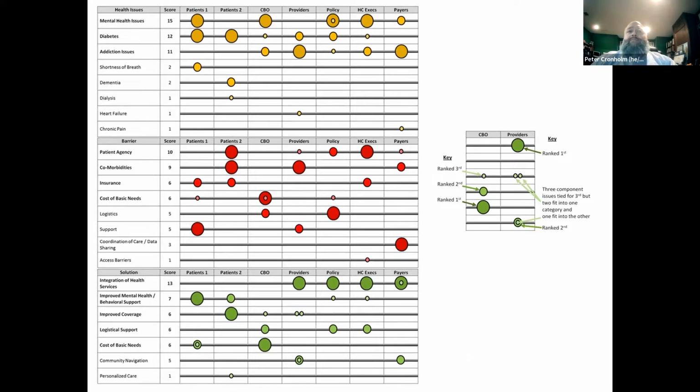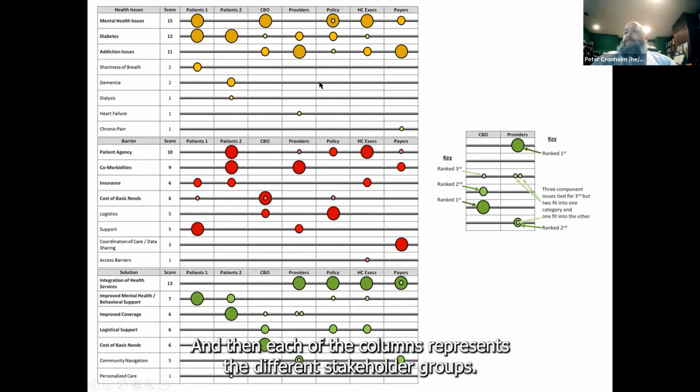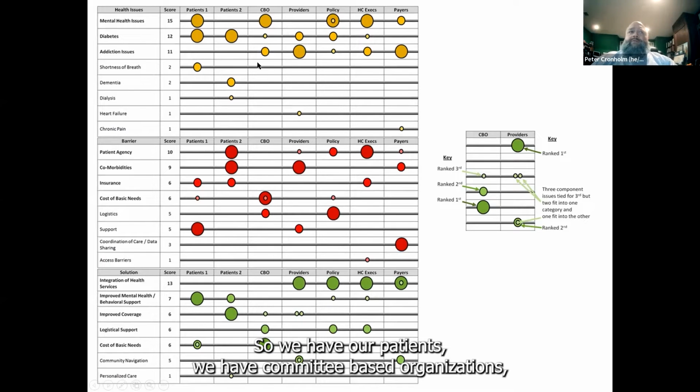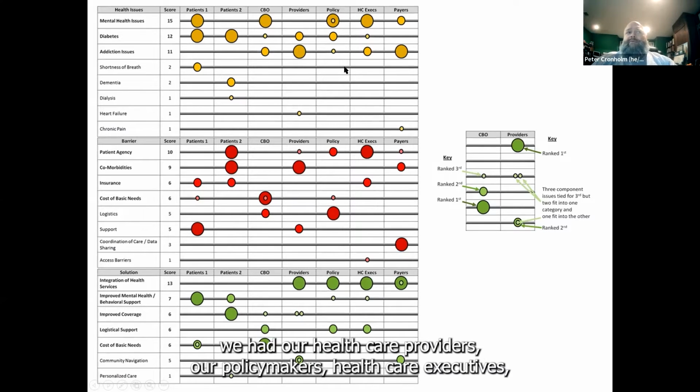I will definitely start by recognizing this is a super complicated figure and it has a lot of information in it. But it shows the rankings across all of our groups. So the section at the top are the health issues. The yellow is our health issues, the red are the barriers, and the green are the solutions. And each of the columns represents the different stakeholder groups. So we have our patients, community-based organizations, healthcare providers, policymakers, healthcare executives, and then our insurance providers, who are represented in our 6 groups.